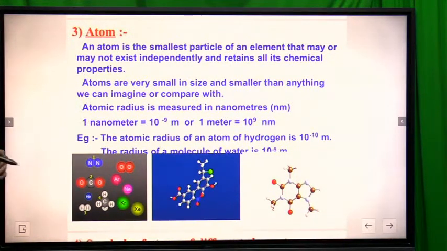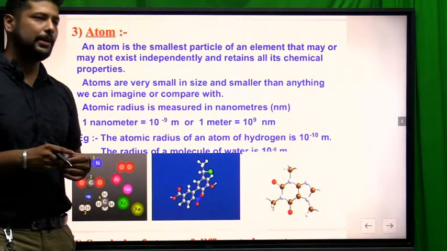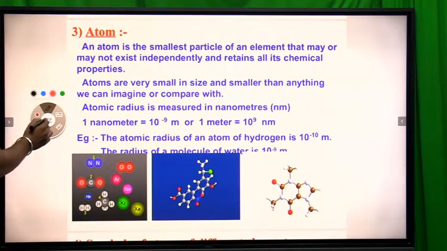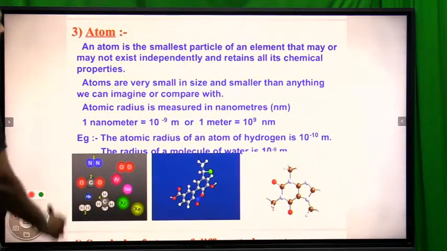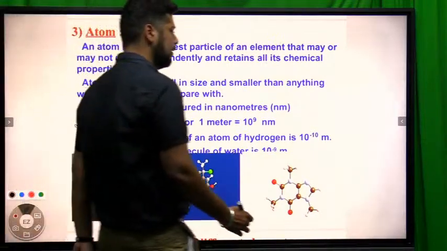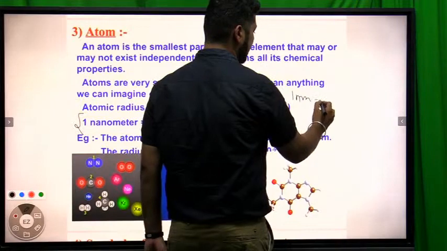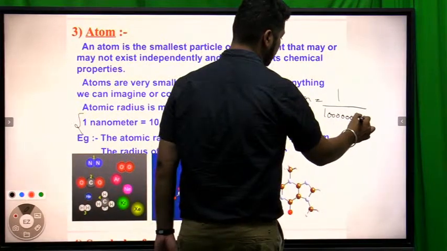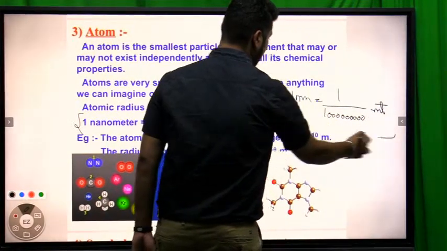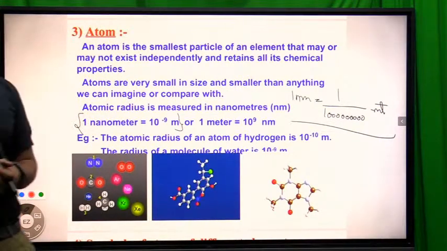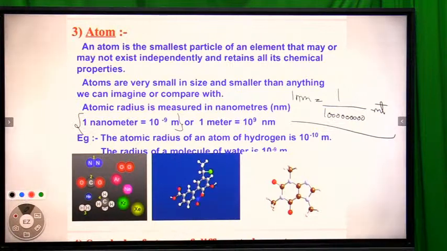Atomic radius is measured in nanometers. How much is a nanometer? 1 nanometer equals 10 to the power minus 9 meter. This means 1 nm equals 1 upon 10 to the power 9 meter. This is the smallest radius scale of an atom, the atomic radius.